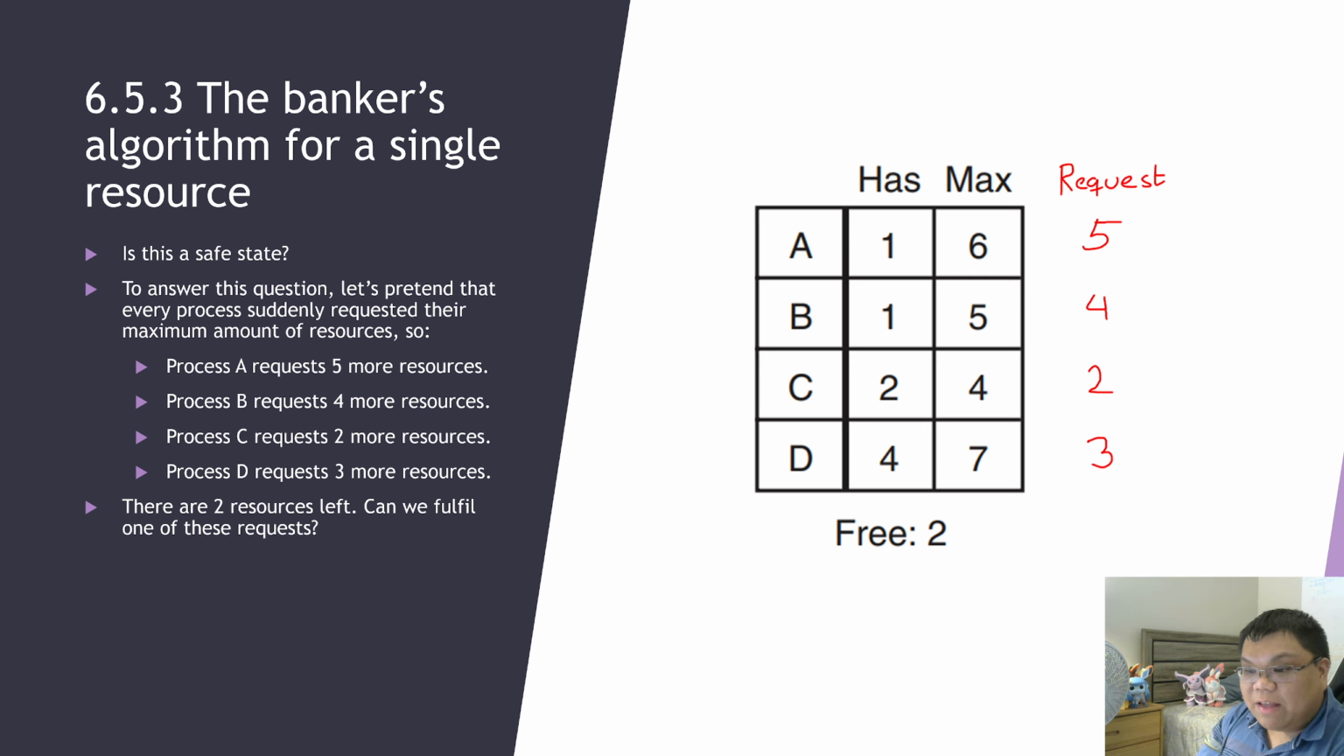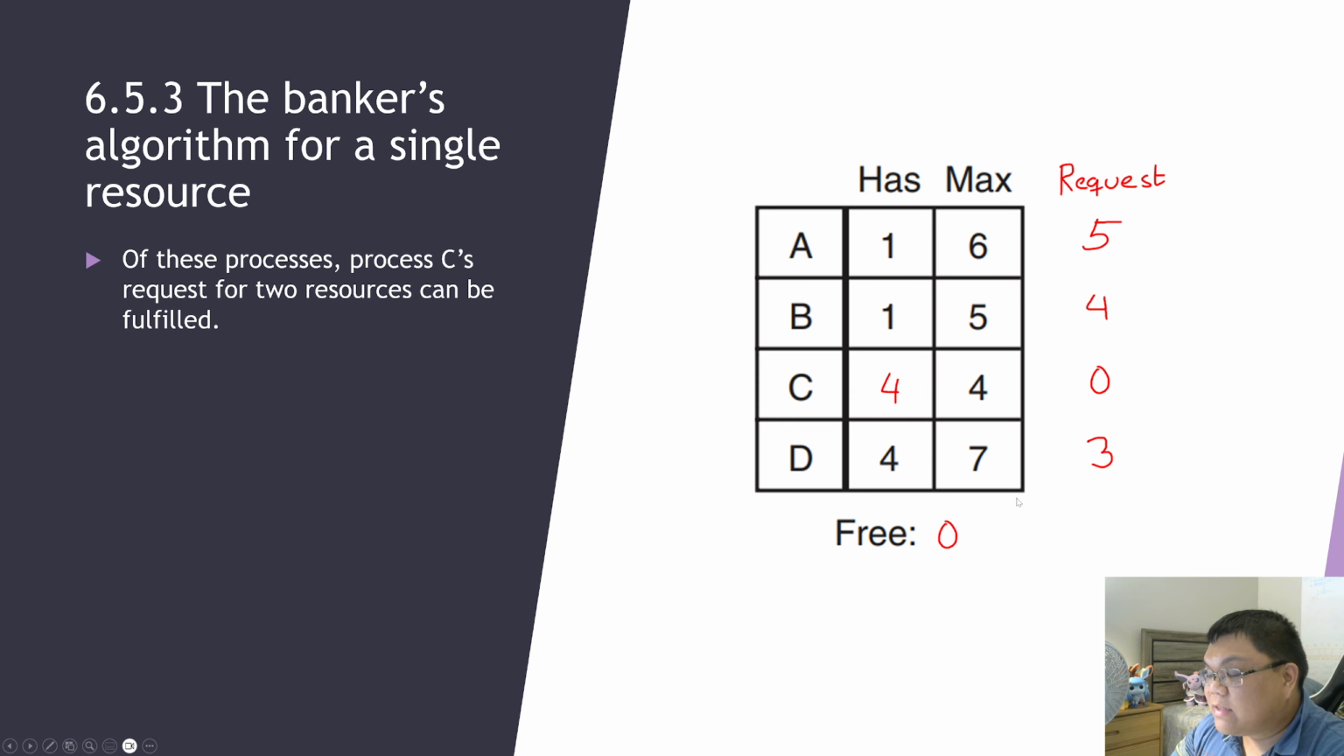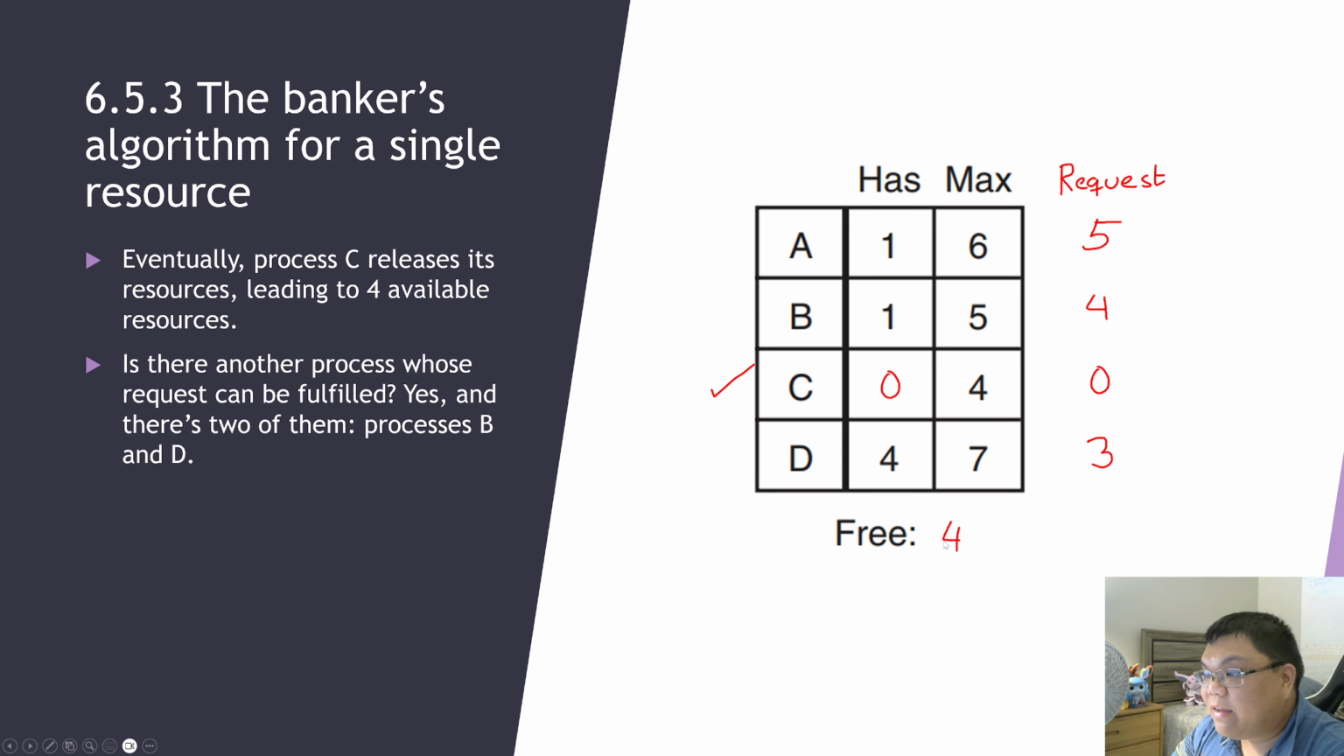There are 2 resources left. Can we fulfill one of these requests? Yes, we can. That is going to be the request of process C. So in the simulation, process C is going to have 4 resources allocated to it, and then eventually it's going to free them up, and now we have 4 resources available. Now we have 4 resources available and 3 more requests left. We check process C because that one ran to completion.